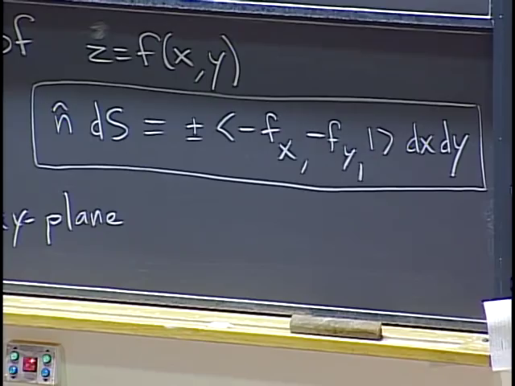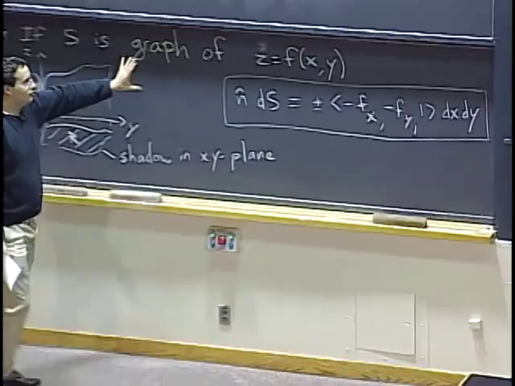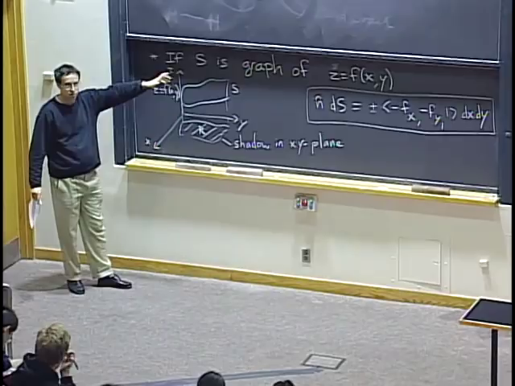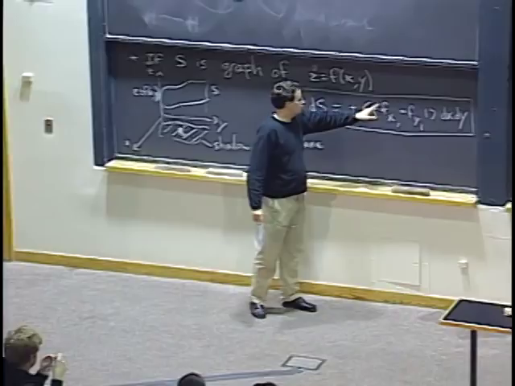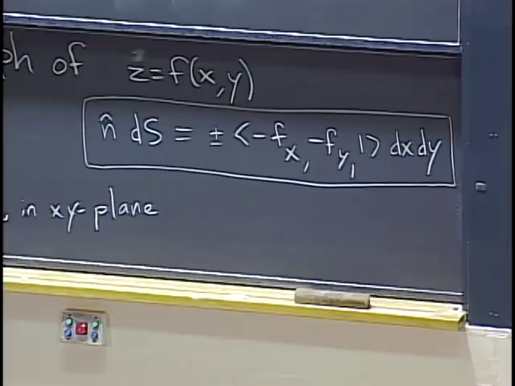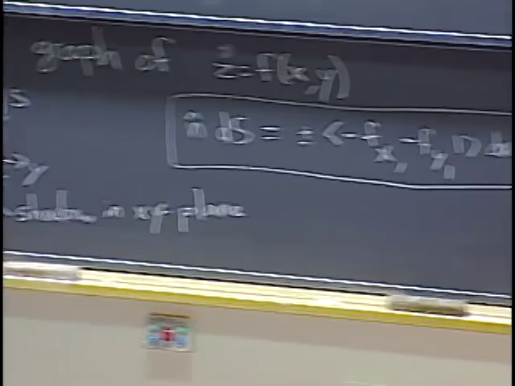By the way, if we look at the very easy case where this is just a horizontal plane, so z equals constant, the function is just a constant, the partial derivatives become just 0, and you get (0, 0, 1) dx dy. That's what you would expect for a horizontal plane just from common sense. So this is more interesting, of course, if the function is more interesting. So how do we get that? Where does this come from?